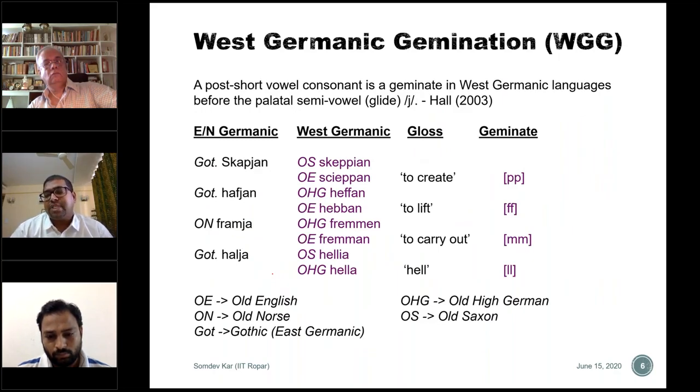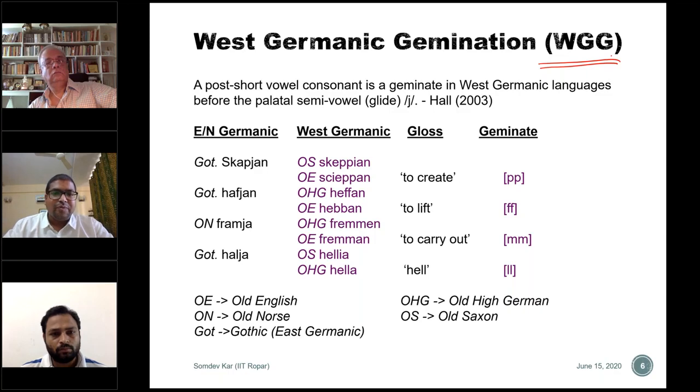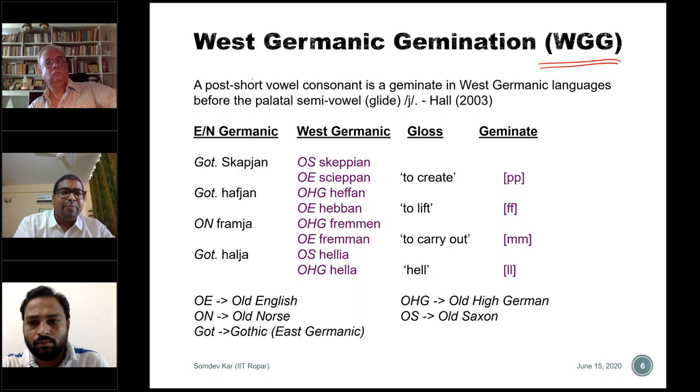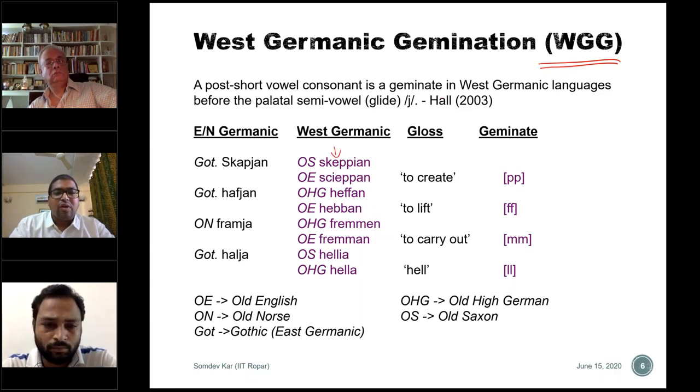Like this whole gemination thing, it works at different levels. If we look at West Germanic languages, if we look at the linguistic tree, West Germanic forms a large group of languages, and here West Germanic gemination is an established phenomenon. So what happens here is that a post-short-vowel consonant is a geminator. So after a short vowel, the consonants geminate in these West Germanic languages.